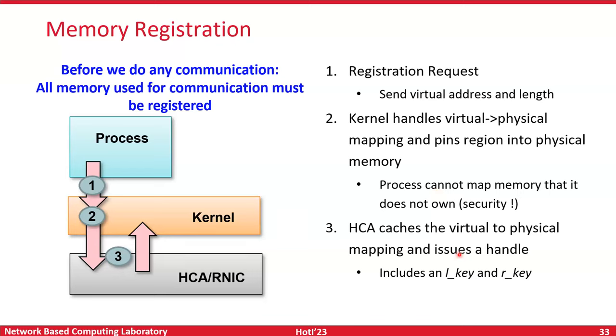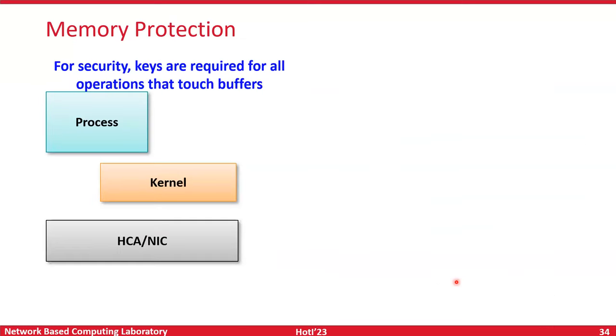What it does is generate two keys. As you can see here, one is a local key and another is a remote key. The local key is used by the local process, and the remote key is something the remote process has to give to me. Then the handle is returned back. So these are all initialization steps. Now let's see what happens in the actual communication step.